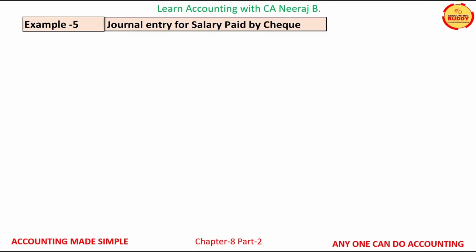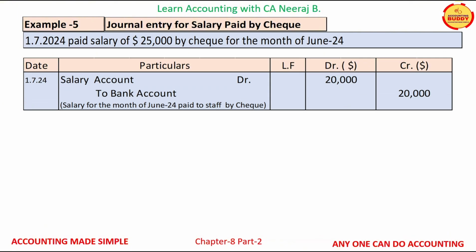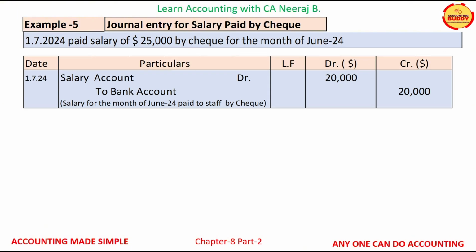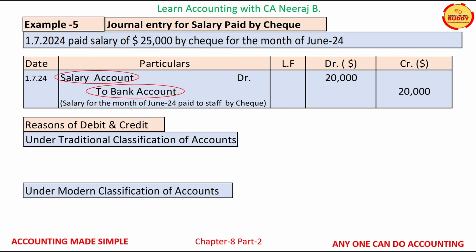Through the business transaction displayed on your screen, let us understand a business expense journal entry recording. On 1st July 24, salary of $25,000 for the month of June 24 is paid through check. The two accounts which are affected by this transaction are salary account and bank account. Let us now analyze the reasons of debit and credit under traditional classification of account and under modern classification of account.